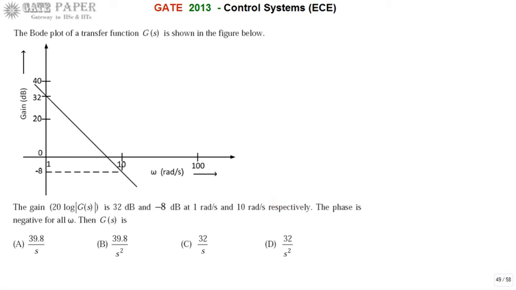Hello, we are discussing the GATE 2013 ECE paper. Look at the Bode plot of a transfer function G(s) shown in the figure. The gain 20 log |G(s)| is 32 decibels and minus 8 decibels at 1 radian per second and 10 radians per second. The phase is negative for all omega.